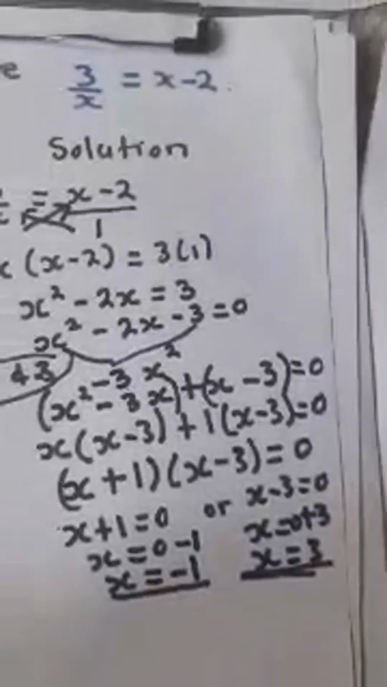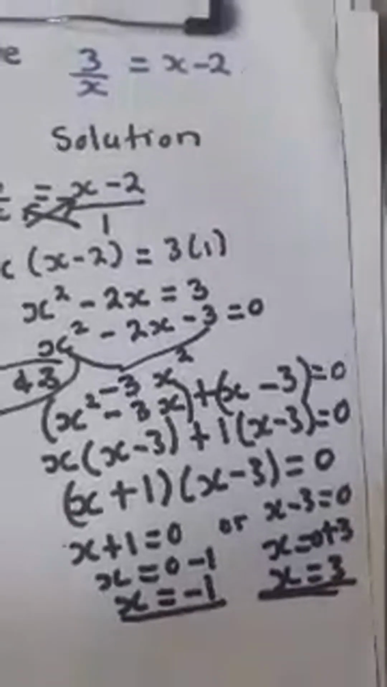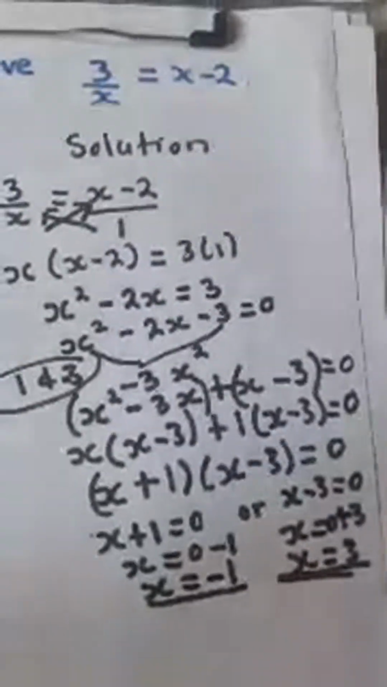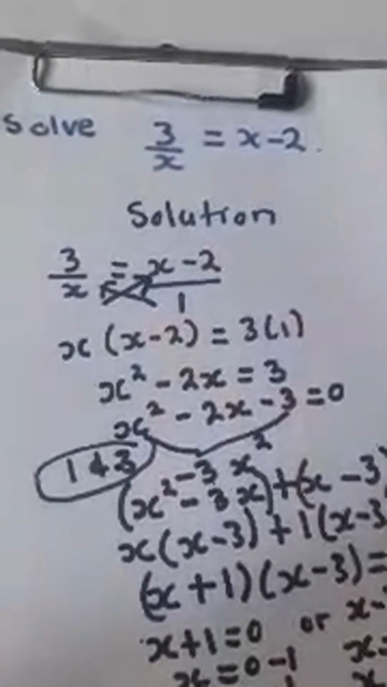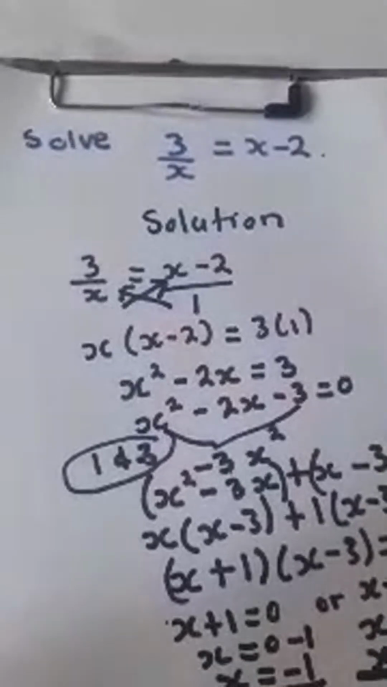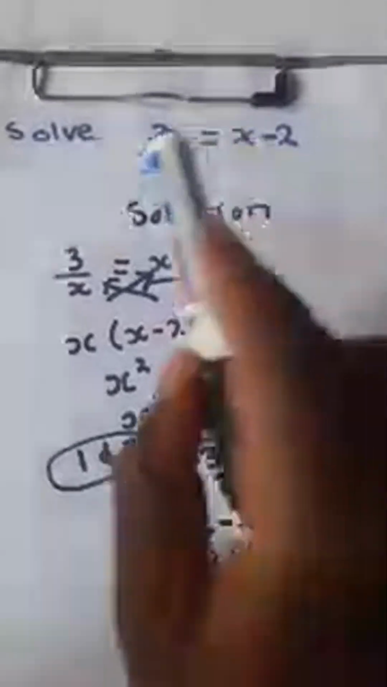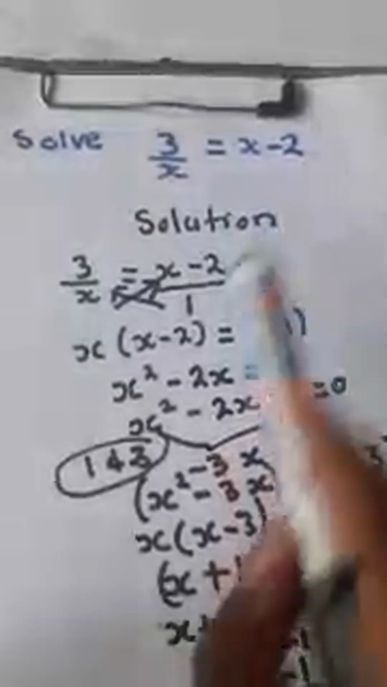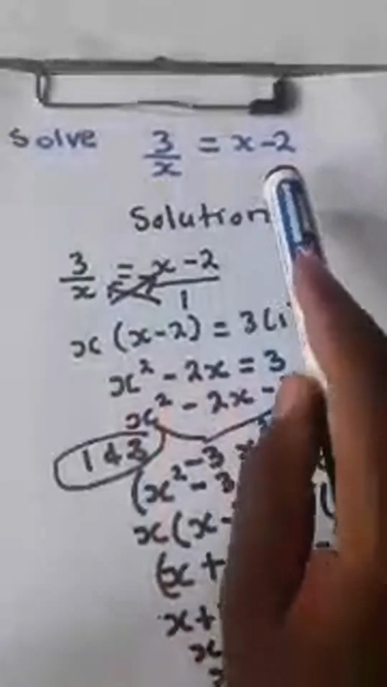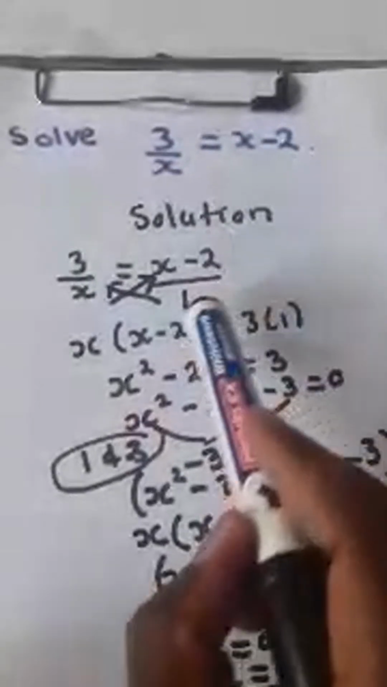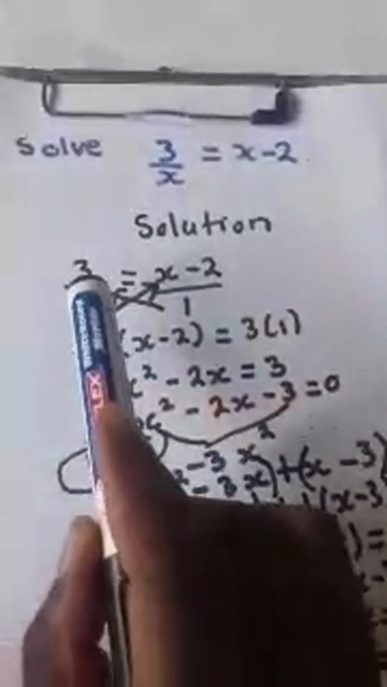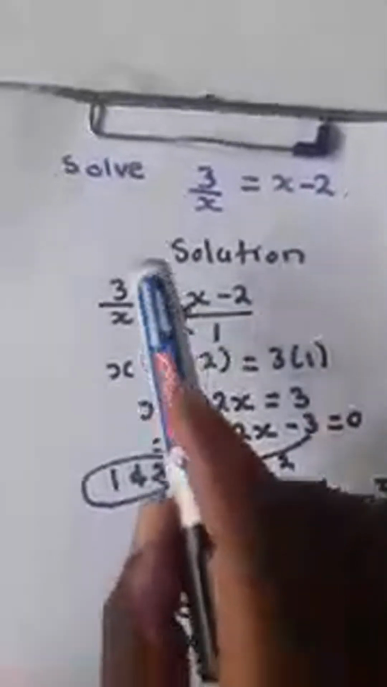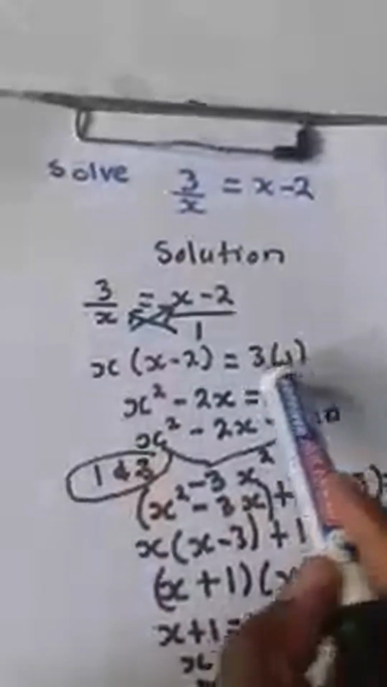Before I go to the next question, also let's have a recap for those who are just joining us. We are on quadratic equations. So we are given the equation, solve 3 over x is equal to x minus 2. So solution, we cross multiply. Every whole number is over 1. Then we cross multiply. x multiplied by x minus 2, then 3 multiplied by 1. That's where we are here.